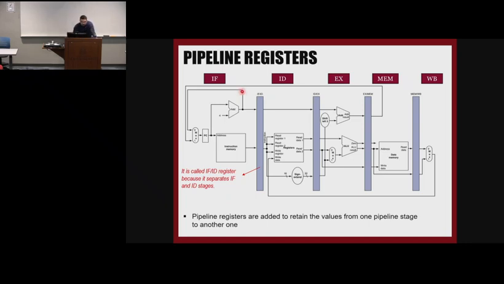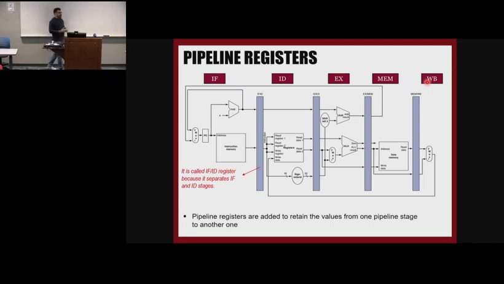So this register that we see here is called IFID because it's between instruction fetch and instruction decode. The next register is IDEX, because it's between instruction decode and the execution stage. Then we have EXMEM, because it's between execution and memory. And then we have MEMWB, because it's between mem and write back. Very straightforward, nothing crazy.